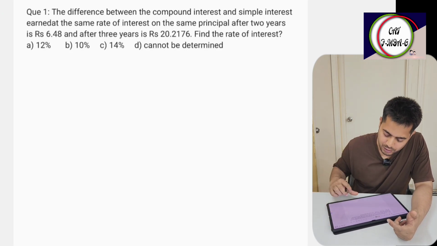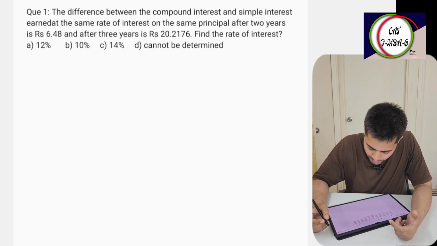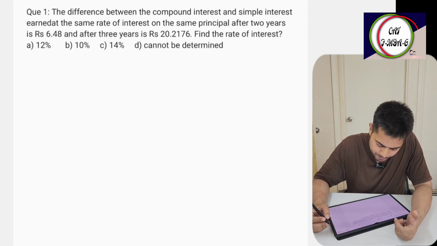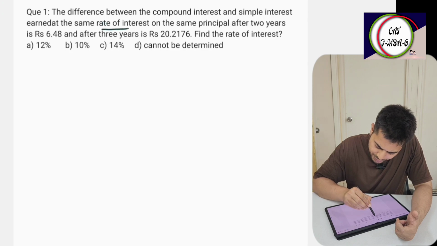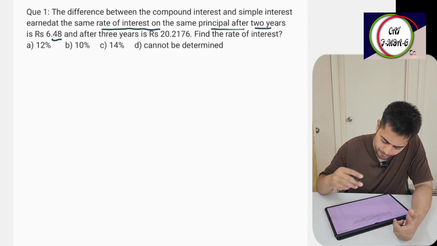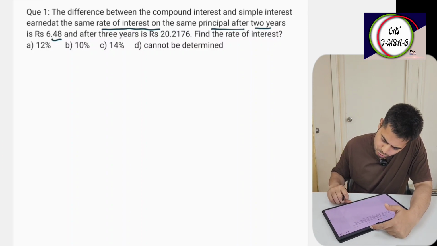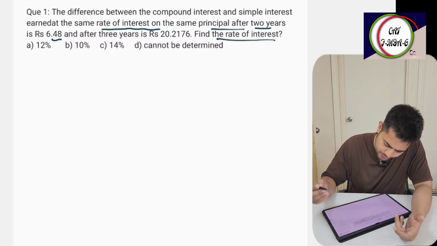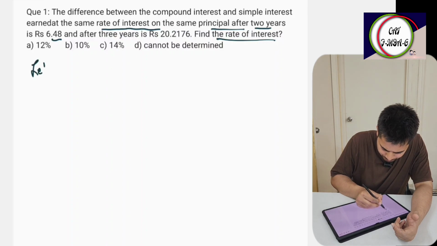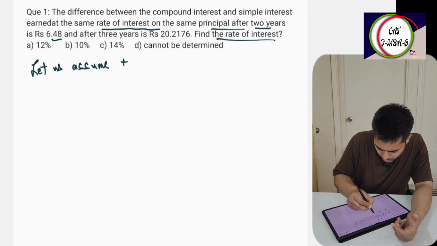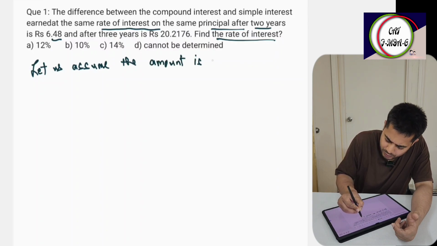Question number 1. The difference between the compound interest and simple interest at the same rate of interest on the same principal after 2 years is... So find the rate of interest. So let us say the amount is P.